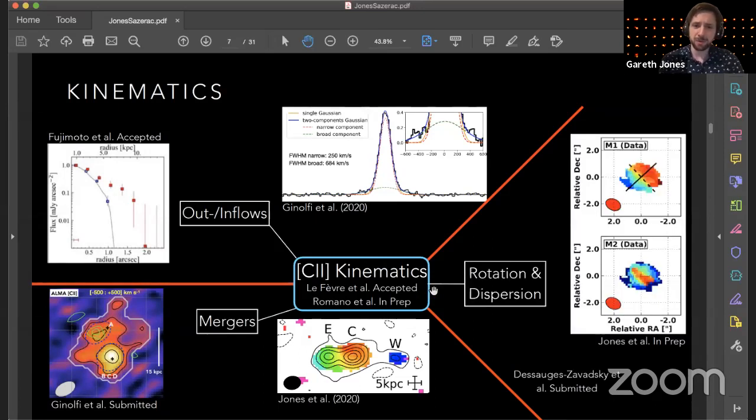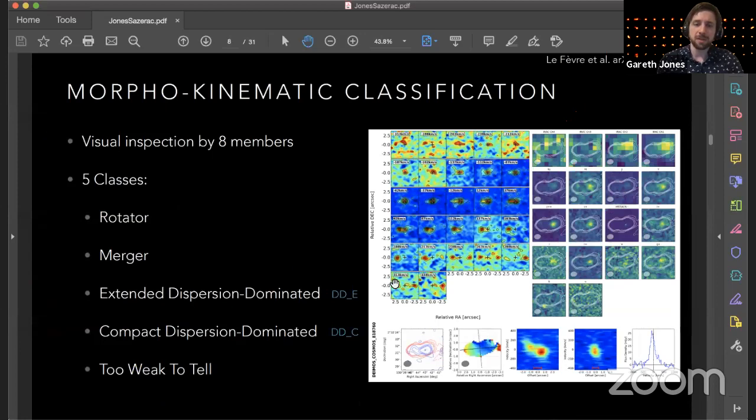But mainly what I'm going to focus on today is rotation and dispersion, where this is just an example of a velocity field and velocity dispersion field. I also want to point out that Mirko Dessauges-Zavadsky looked at dynamical masses and compared them to gas masses. First I'm going to look at the work done in the survey description paper by Olivier, where we tried to do a morphokinematic classification.